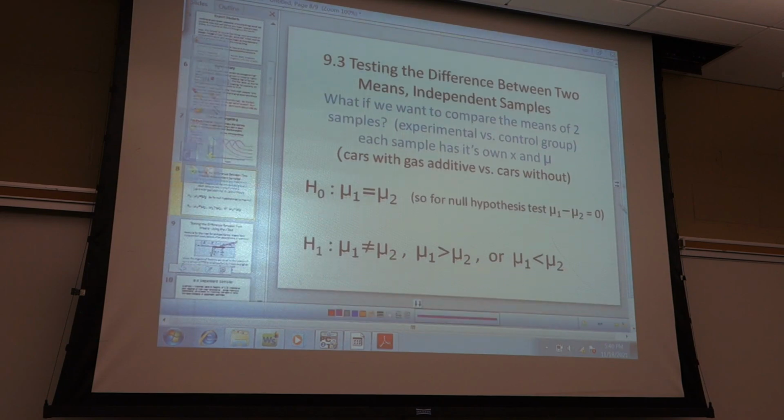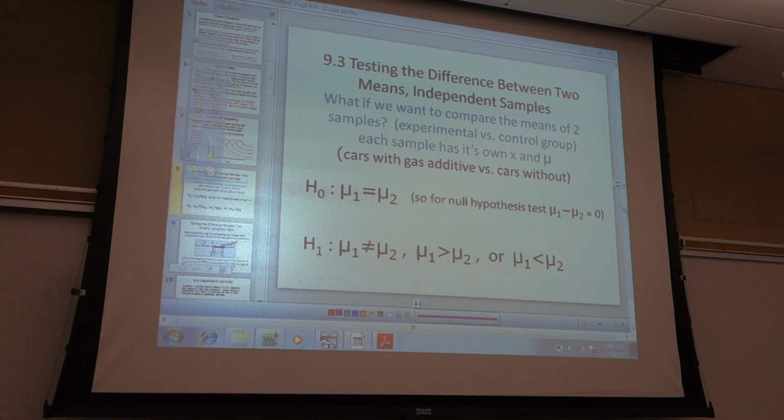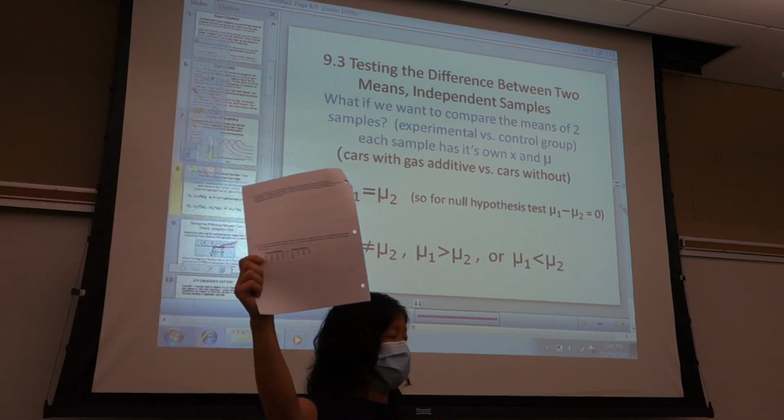I want to take a look at chapter 9.3. So this is when you have two samples. Their means, but they're independent. So that means that either I'm giving you the means, the x bars, the s's, and the n's separately, or I'm giving them to you like number 14 on your study guide. Remember, we talked about this last class.